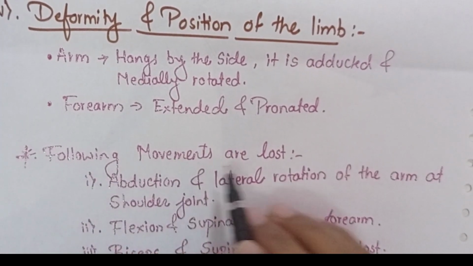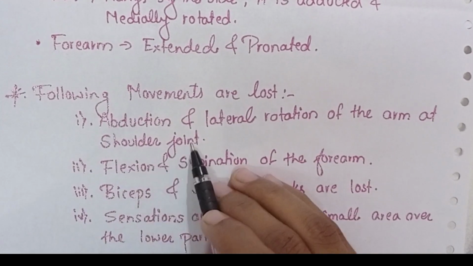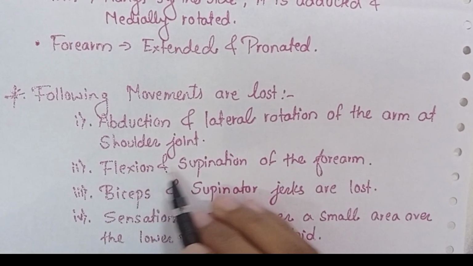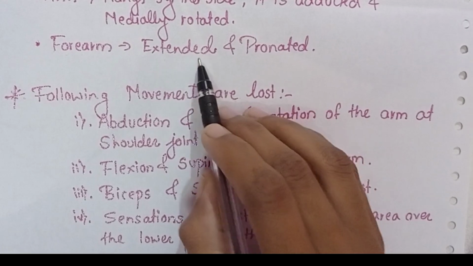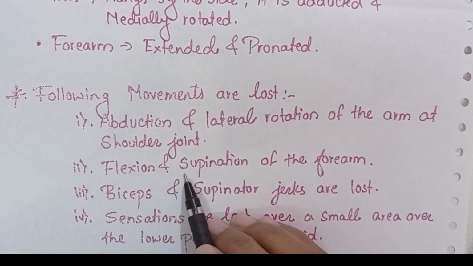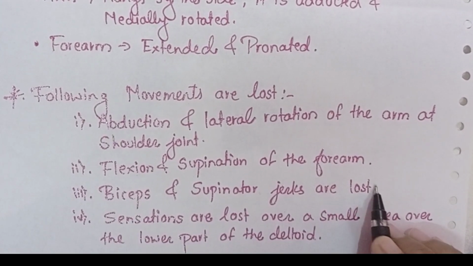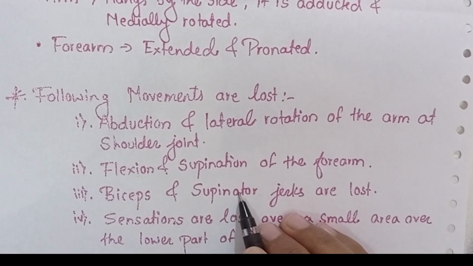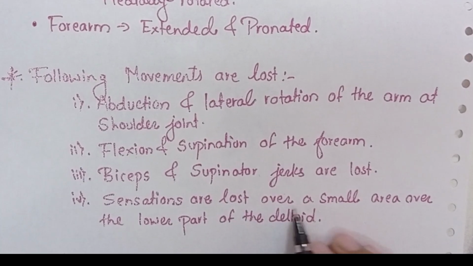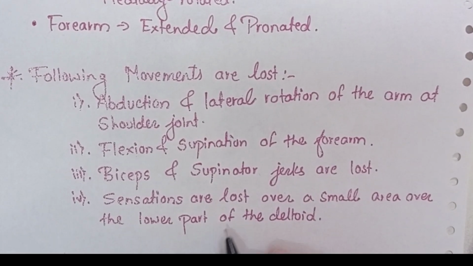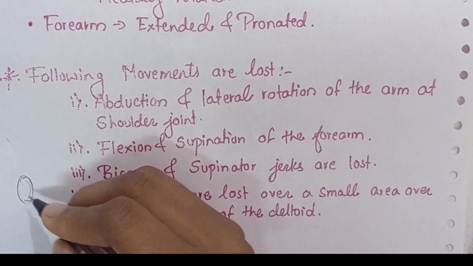Now, the following movements are lost. These are abduction and lateral rotation of the arm at the shoulder joint, and flexion and supination of the forearm, whereas it is already pronated and extended. Therefore, we can't have flexion and supination of the forearm. Biceps and supinator jerks are lost because mainly the biceps and supinator muscles are paralyzed. Sensation is lost over a small area over the lower part of the deltoid. Over the lower part of the deltoid muscle, there will be loss of sensation.